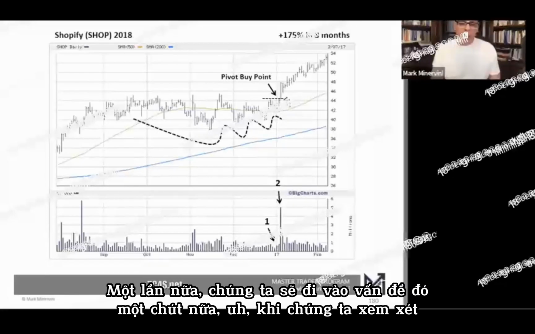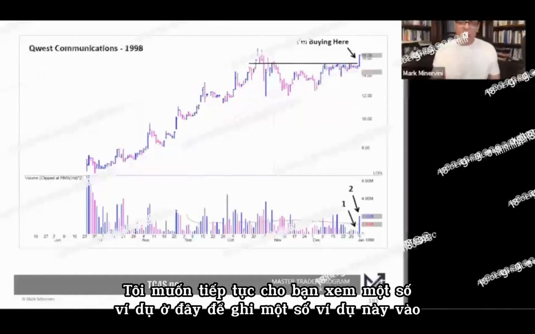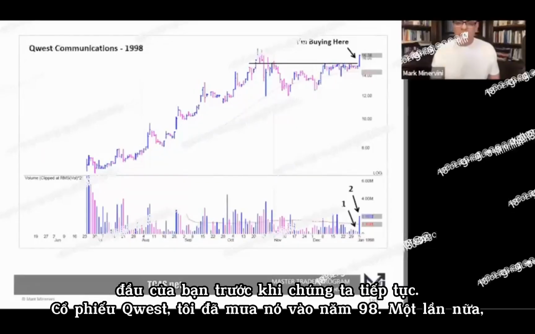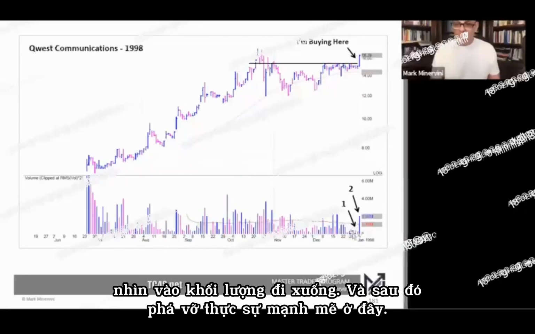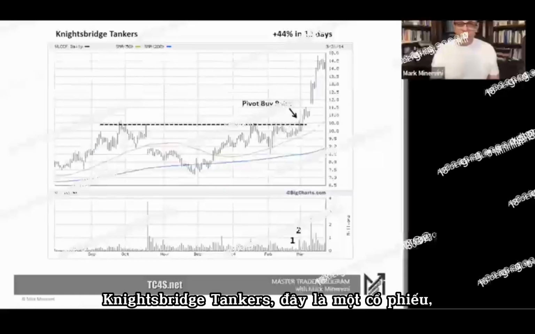And that's important. Again, we're going to get into that in a little bit when we look at confirmations and violations. I just want to keep showing you some examples here just to burn some of these in your head before we move on. Quest, yep, I bought this one in '98. Again, look at the volume, it comes way down. And then we come out really strong here. Look how tight, super tight. And you go through these iterations.